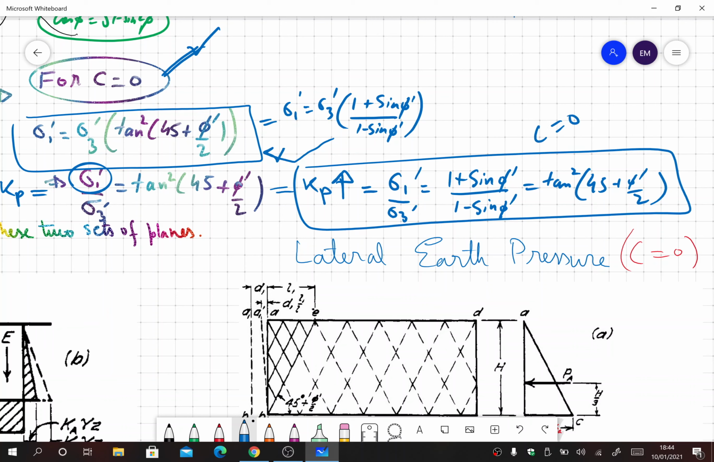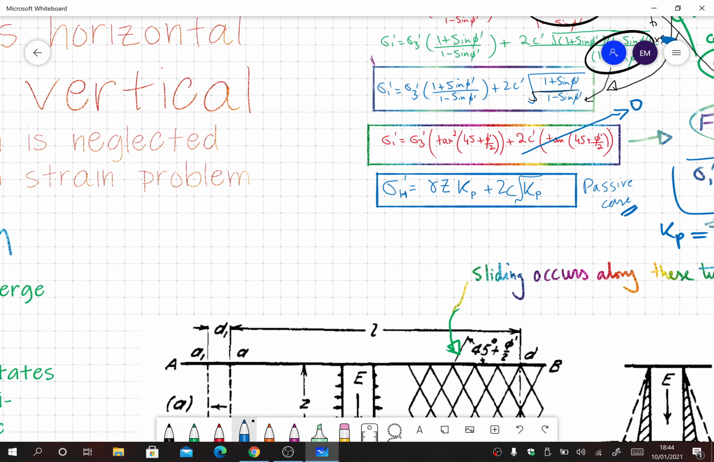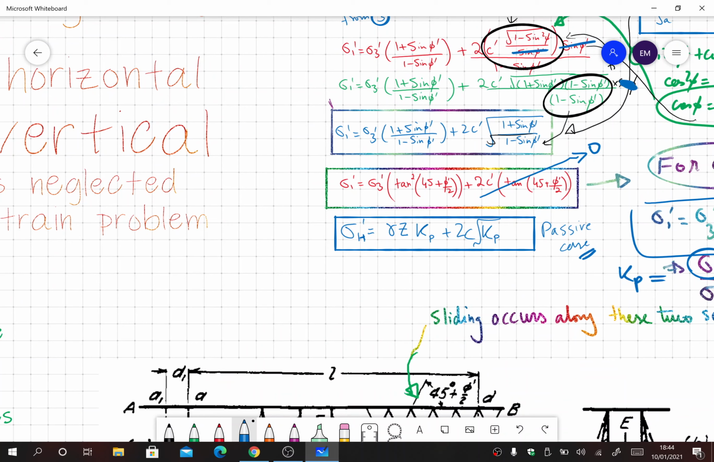So this is for the case when c is equal to 0, and if c is not equal to 0, then we have to use the whole equation that we just derived, this one here. We know that tan square 45 plus phi dash by 2 is equal to Kp, so we can plug in the values. For a passive case, the major principal stress is the horizontal stress, so I can replace it by sigma h dash, and sigma 3 dash is the vertical stress, so sigma h dash is equal to gamma z Kp plus 2c under root Kp.